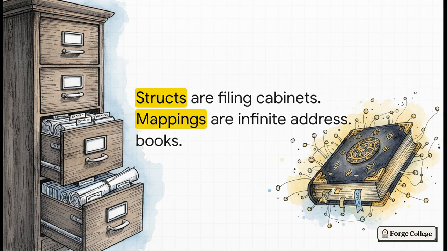Mappings, on the other hand, well, they're like infinite address books. They allow you to instantly connect a specific Ethereum address to a specific balance, or maybe to a Boolean whitelist to quickly check if someone has admin rights. By combining these filing cabinets and address books, we can accurately represent virtually any complex relationship in our contract.